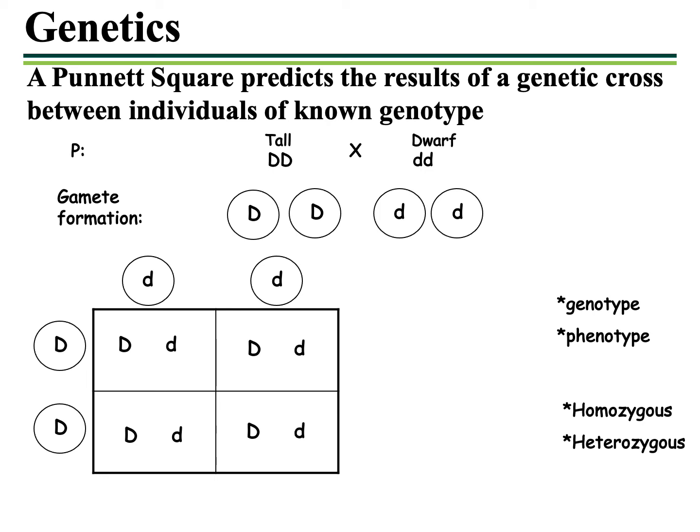So in this particular case, what we see is that all of the offspring, 4 out of 4, are predicted to be heterozygous, and all of the offspring, 4 out of 4, are predicted to be tall. So the genotypic outcome is 4 over 4, or 1, that they will all be heterozygous, and the phenotypic outcome, because of the classic dominant recessive relationship, is that all of these individuals will phenotypically be tall.